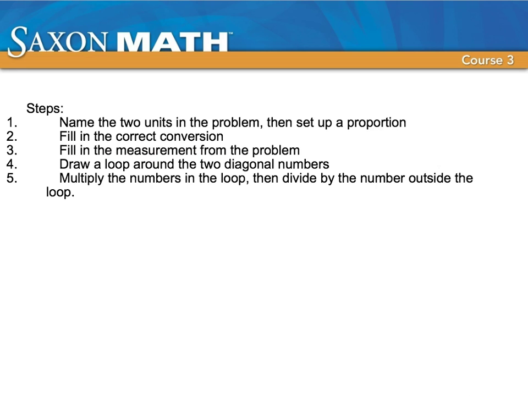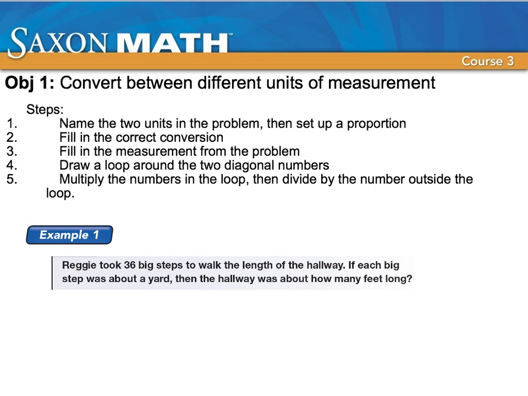Number 3 is to fill in the measurement from the problem. After you fill in the conversion, you're going to fill in what you're given from the problem. Okay, step 4 is to draw a loop around the two diagonal numbers, and then you multiply the numbers in the loop and then divide by the number outside the loop. Okay, and we will talk about that. Let's go ahead and get to our first example.